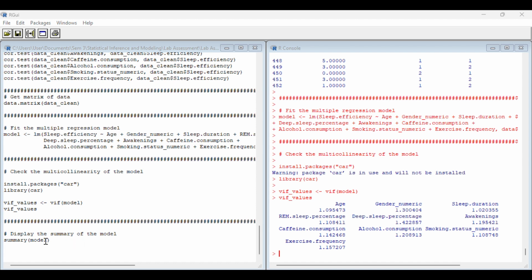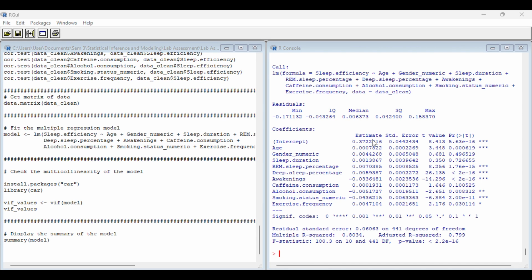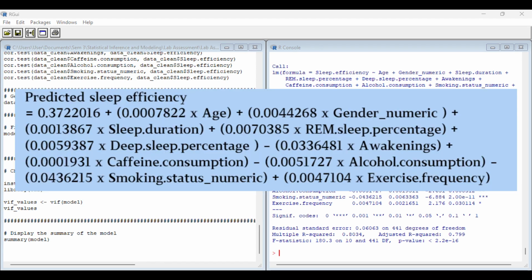After that, I use the summary function to obtain the output of the model. The R-square value of 0.8034 indicates that the model explains about 80.34% of the variation in sleep efficiency, showing a good fit with the data. Besides that, each estimated coefficient represents how much the sleep efficiency is expected to change with a 1 unit increase in the corresponding predictor, while keeping all other variables constant. And the equation to predict the sleep efficiency is as follows.